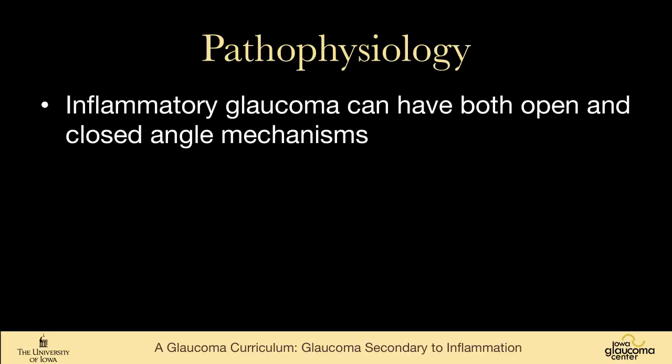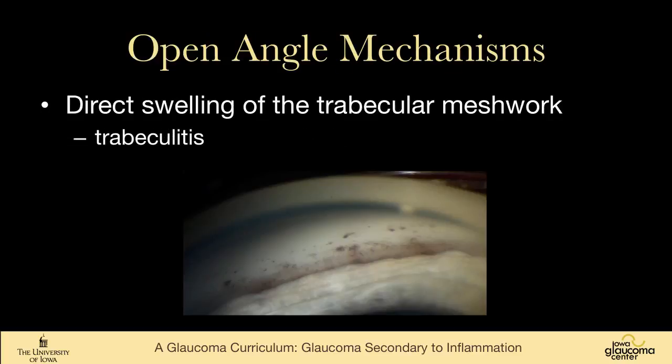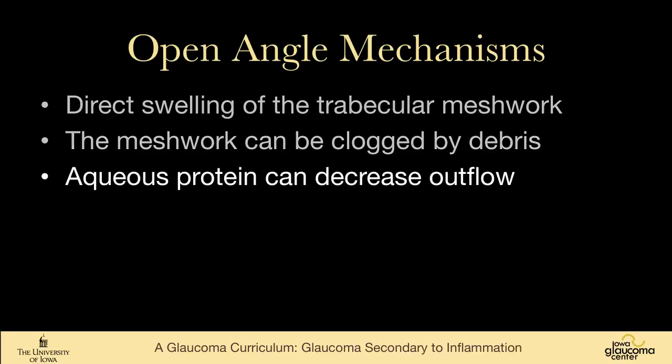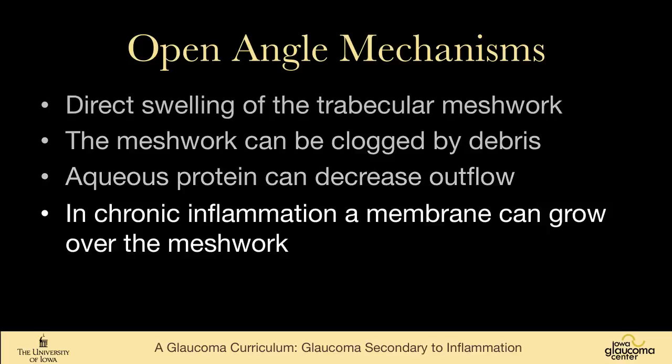The mechanisms by which inflammation can cause elevated pressure are both open angle and closed angle mechanisms. Open angle, one can have direct swelling of the trabecular meshwork or trabeculitis, and this is an angle of a patient who has actual inflammatory deposits over the trabecular meshwork. The meshwork can become clogged with debris, and aqueous protein alone can diminish aqueous outflow. And in chronic inflammation, a membrane can grow over the trabecular meshwork, somewhat like neovascularization, and cut down aqueous outflow.